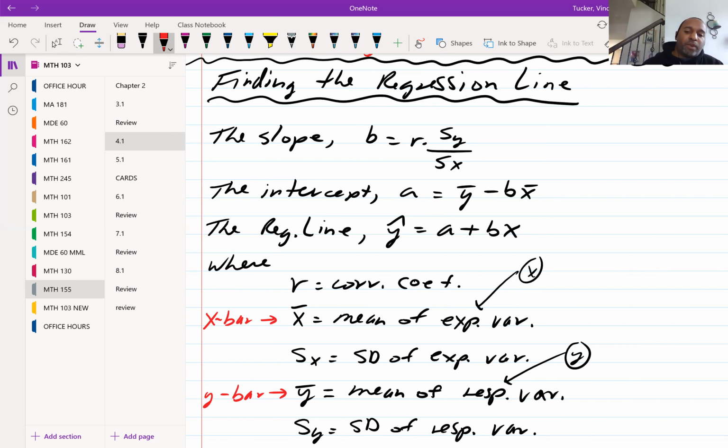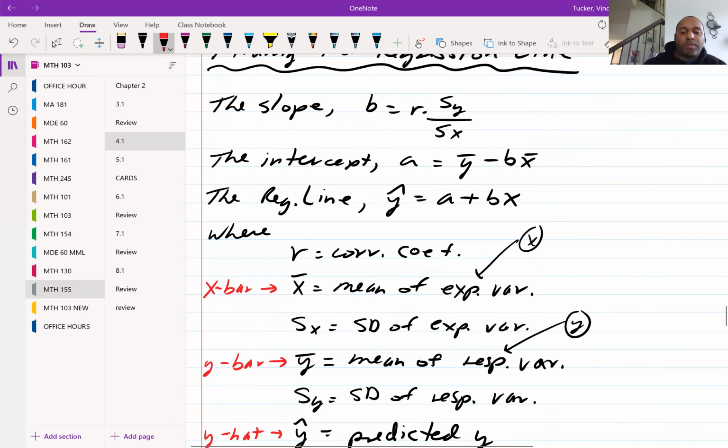Anyway, so your explanatory variable is going to be X. And then the standard deviation of your explanatory variable is S sub X. That's what we're talking about here. Then your response variable, which is Y. We got the average of that, your mean of your response variables, and the standard deviation of your response variables.